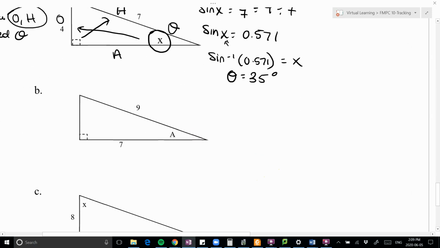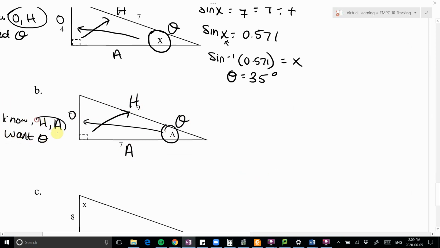So let's try that here. So once again, hypotenuse, theta is the angle, opposite is across, adjacent is attached. What do I know here? I know H and I know A. What do I want? I want theta. So I'm looking for that O, A, and H. So, nope. Yes. So cosine is going to be the one that we're using here.